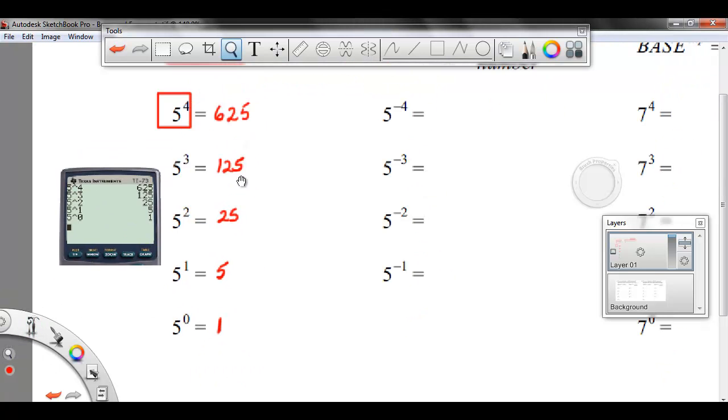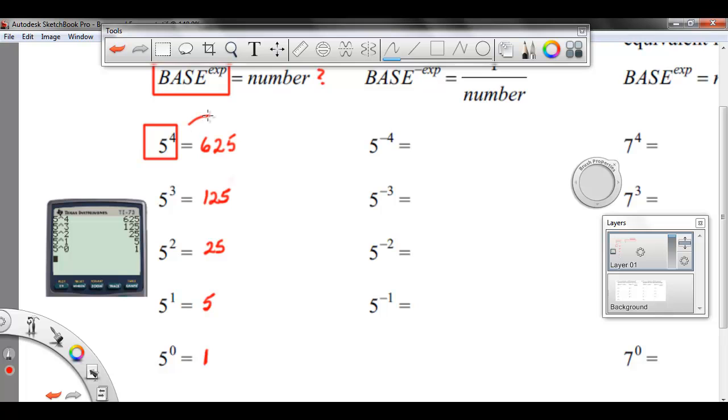So if you look at this really close, we know that 5 to the 4th power, that 4th power tells me how many times I multiply 5 together. So 5 times 5 times 5 times 5 will be 625. So if I get 625 by multiplying 5 together 4 times, that means if I divide by 5, I can work backwards. So 625 divided by 5, 125 divided by 5, 25 divided by 5, and then 5 divided by 5 gets me back to 1.